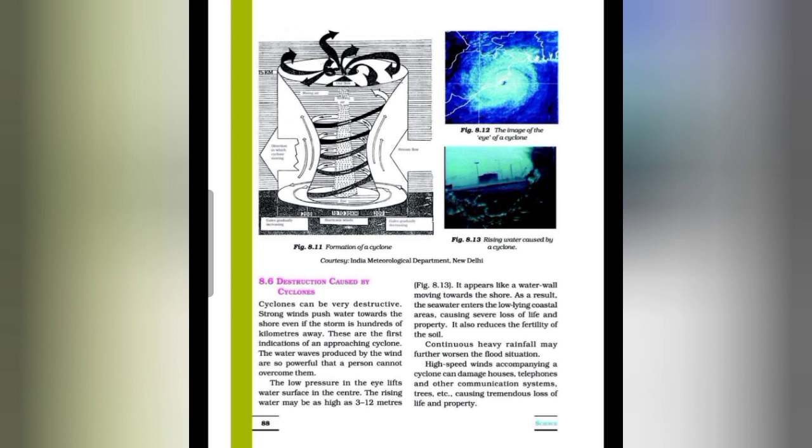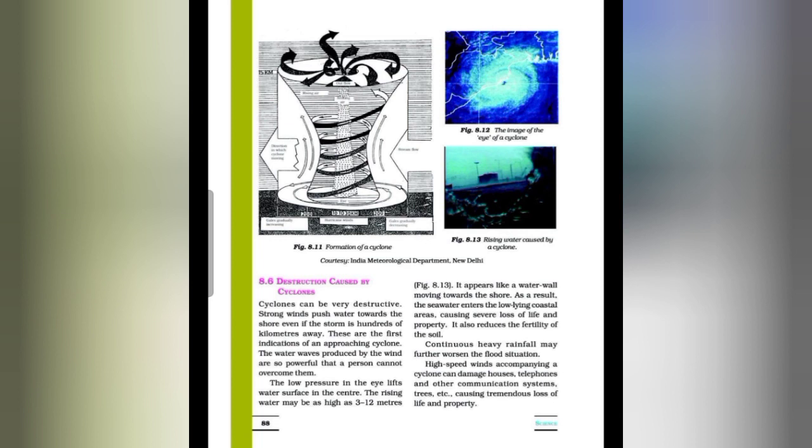The low pressure in the eye lifts the water surface in the center. The rising water may be as high as 3 to 12 meters. It appears like a water wall moving toward the shore. As a result, the sea water enters the low-lying coastal areas, causing severe loss of life and property. It also reduces the fertility of soil. Continuous heavy rainfall may further worsen the flood situation.